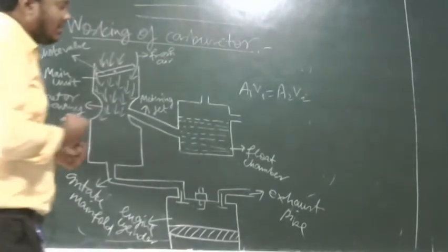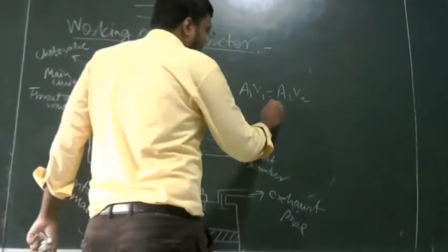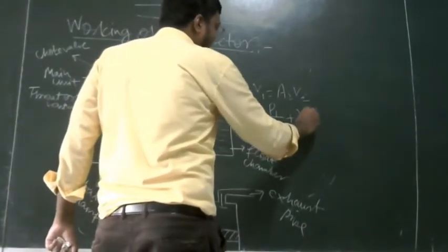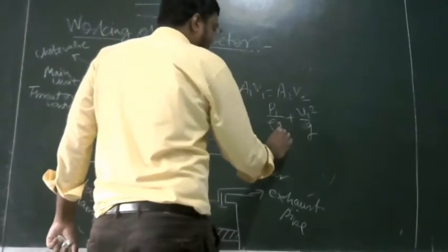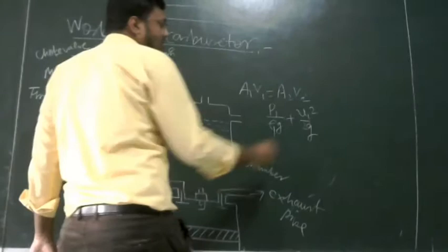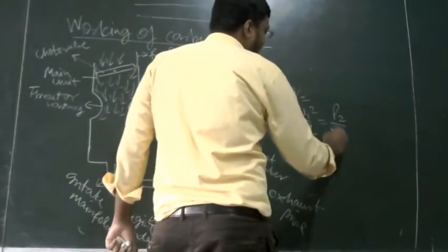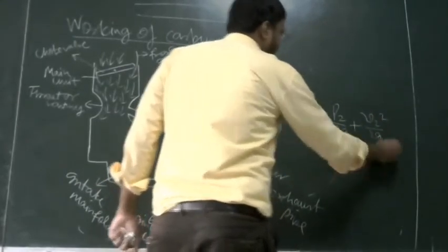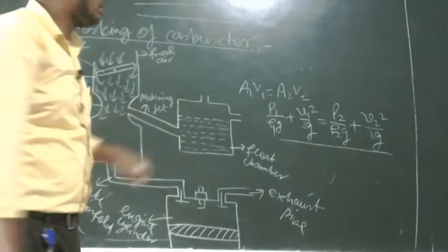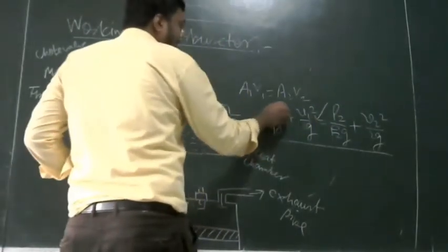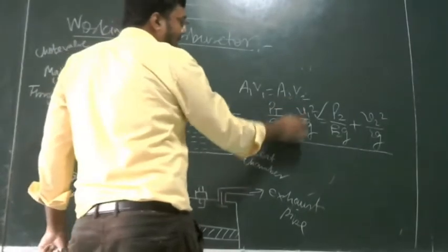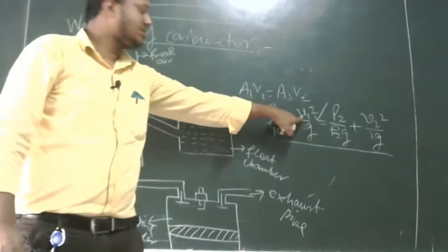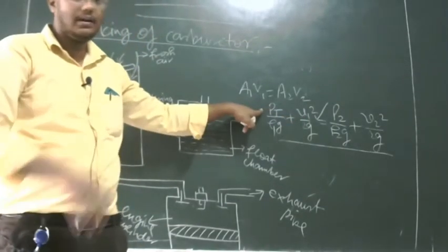So from Bernoulli theorem, which you have also studied: P1 by rho g plus V1 square by 2g equals P2 by rho g plus V2 square by 2g. According to Bernoulli theorem, P by rho g plus V square by 2g is constant, so if velocity increases, then pressure will decrease. So if velocity is increasing here, then pressure decreases.